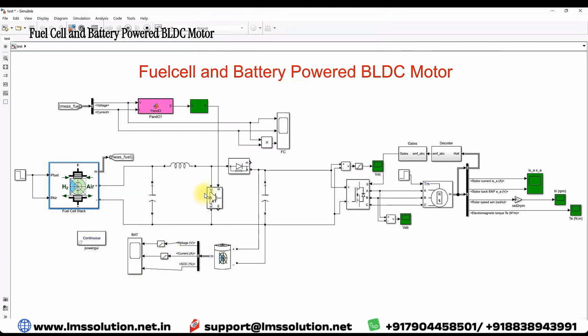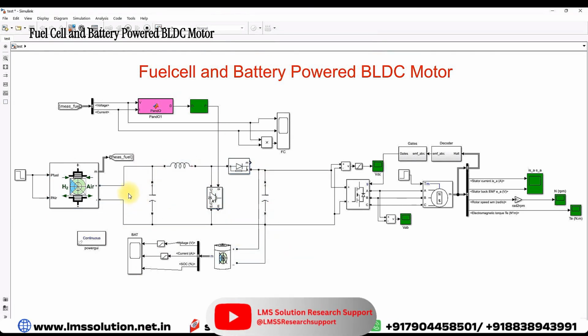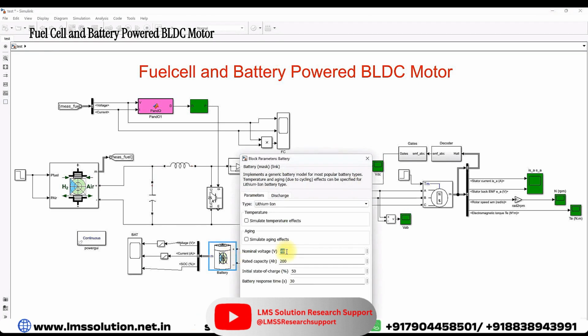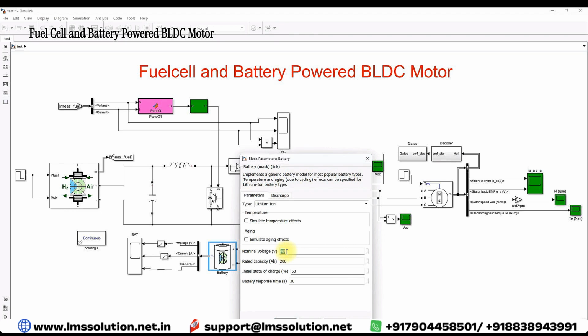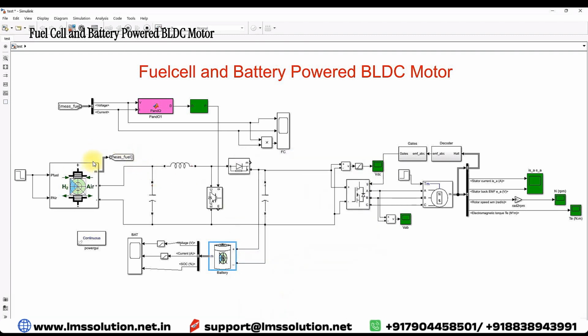Here you need to design this boost converter based upon the input voltage and the DC bus voltage. Here we are going to maintain the DC bus voltage at 48 volt. We are connecting the battery at the DC bus. The nominal voltage is 48 volt, the rated capacity is 200 Ah, and the initial state of charge is 50%. Based upon the maximum power rating, the voltage across the fuel cell, and the voltage across the DC bus, we need to design the LC values.